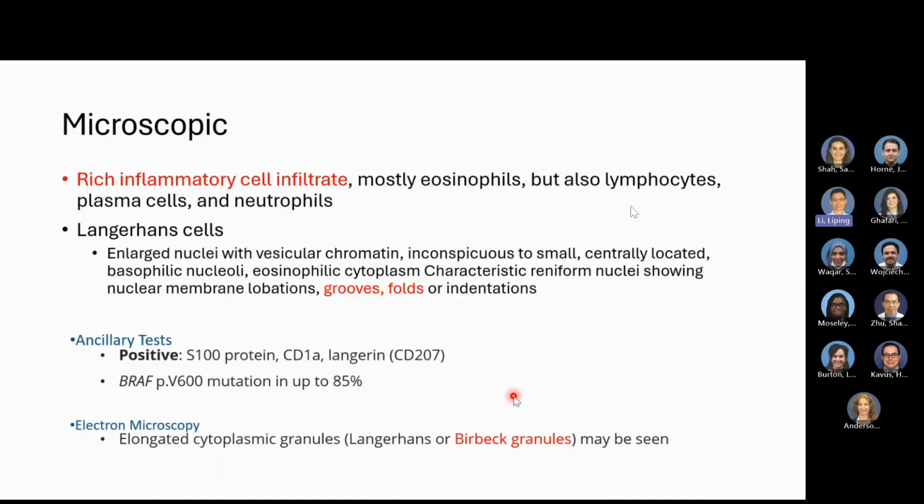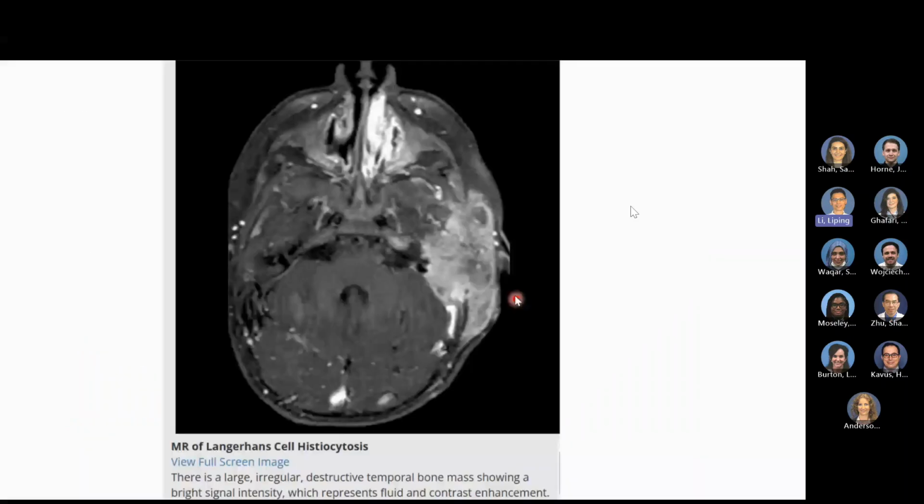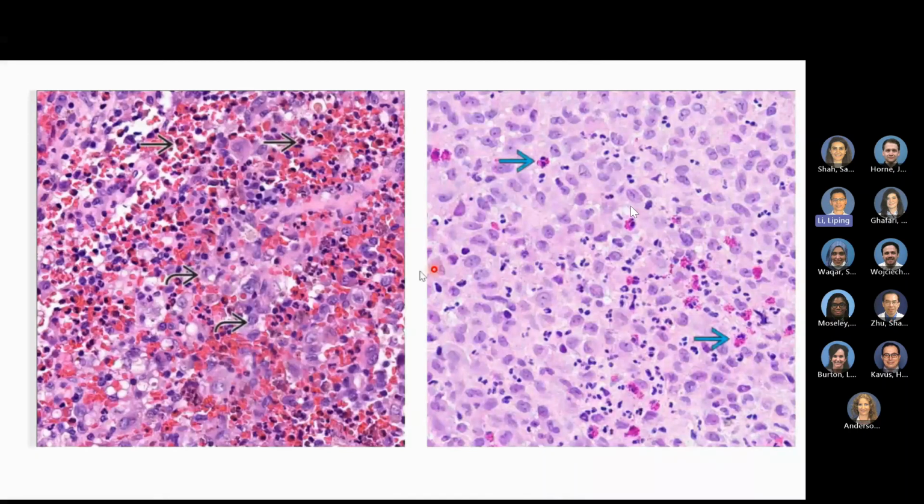So if everything fits, but just S100 and CD1a are positive and Langerin is negative, we call that indeterminate dendritic cell histiocytosis. So just the marker is different, but what you see in the microscope is the same. So here's the MR of this LCH in the ear and temporal bone. We can see kind of an infiltrative mass with a little bit of bright signal. And then in the microscope, we can see sheets of cells intermingled with tons of inflammatory cells. And here I just highlight the tons of eosinophils.